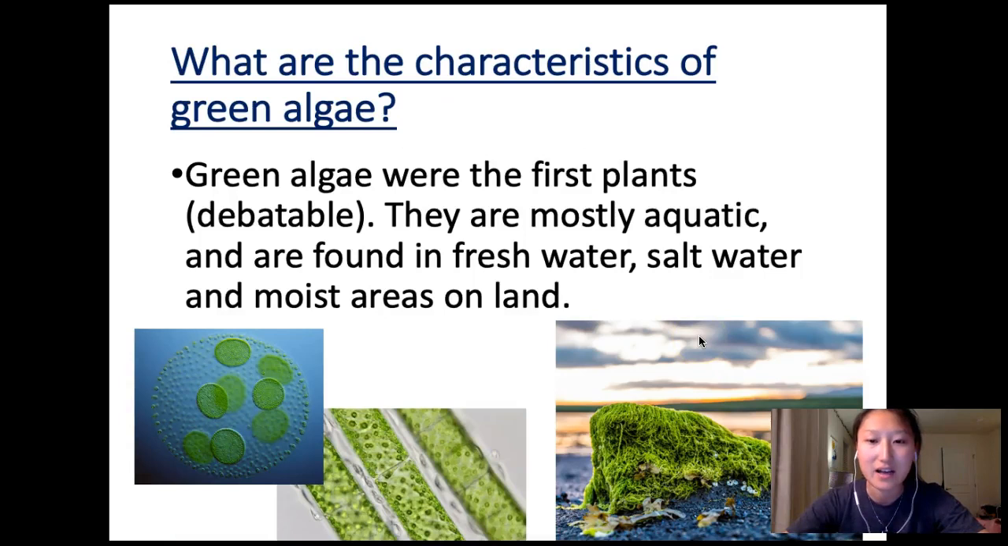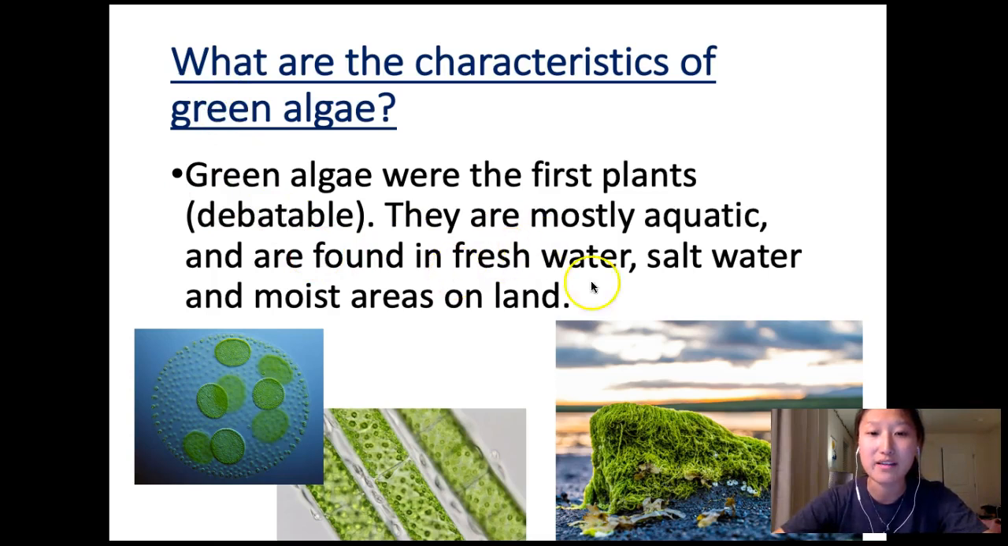Next is, I think this is the last one. Green algae. Green algae were the first plants. We talked about that. We still talk about it, but you know, science changes all the time. We learn more evidence, and this might not be true in 10, 30 years, or it might still be true and not so debatable a little while from now.